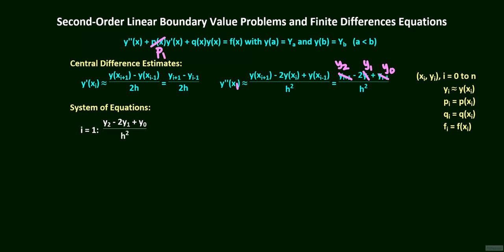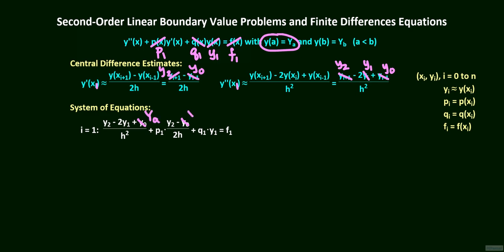p(x_1) is p_1. y'(x_1) is replaced by y_2 minus y_0 all over 2h. q(x_1) is q_1. y(x_1) is replaced by y_1, and f(x_1) is f_1. y_0 is y(a), or Y_a. We multiply everything by h squared.